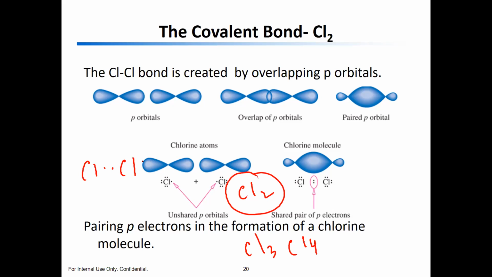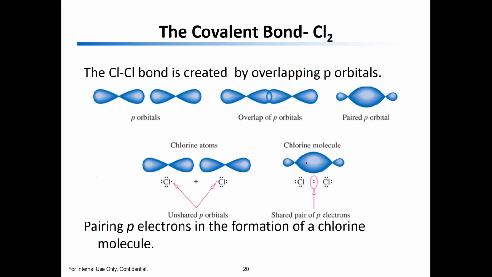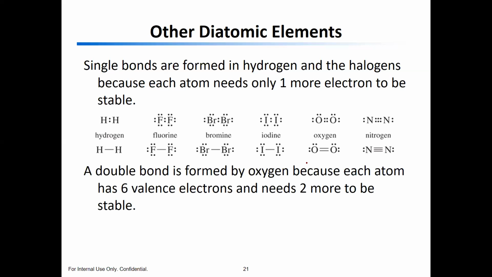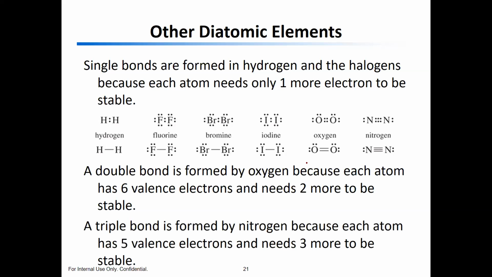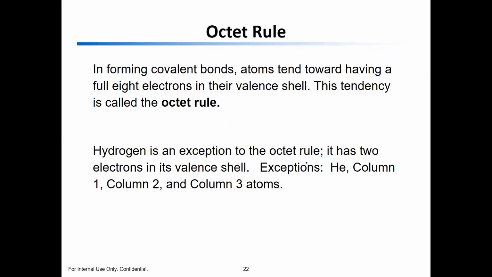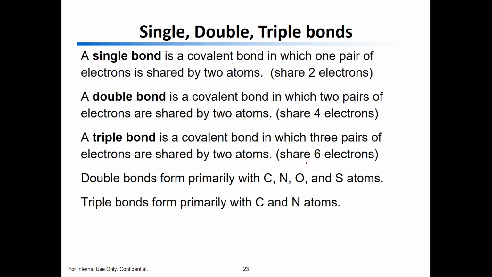And how can we predict why it's Cl2, not Cl3 or Cl4? Octet rule, right? They want to share electrons to get to 8 electrons. So valence electrons, octet rule. This is how we draw the Lewis structure. But this is a rule, right? Rules are meant to be broken. So there are a lot of exceptions to this rule. When you share 2 electrons, you have a single bond. Share 4 electrons, double bond. Share 6 electrons, triple bond.